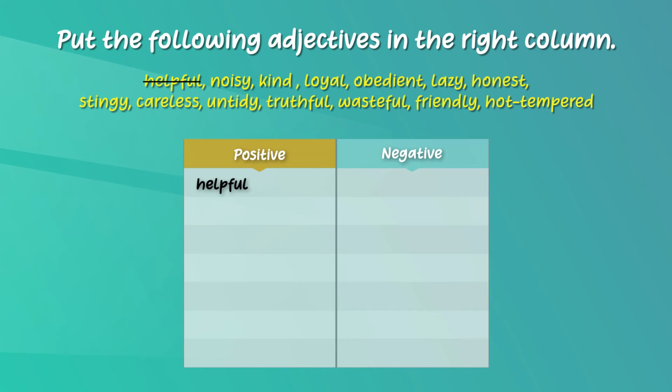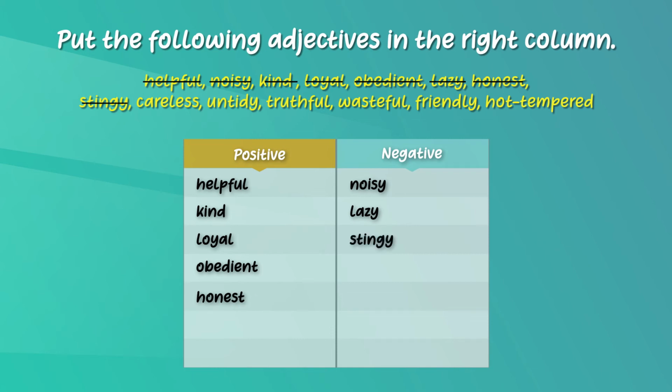You see the first one has been done. So first one, helpful, is a positive quality. Now the second one, noisy. What about noisy? Yes, it's a negative quality. Then kind? Yes, it's positive. Loyal? Again positive. Obedient? Yes, that is also positive. What about lazy? Yes, it's a negative quality. Honest? Again positive. Stingy? That is a negative quality.